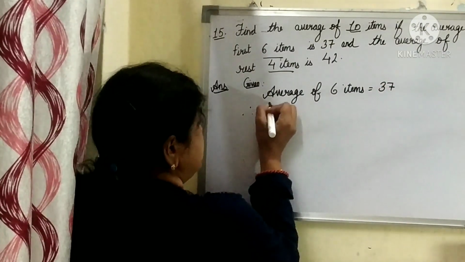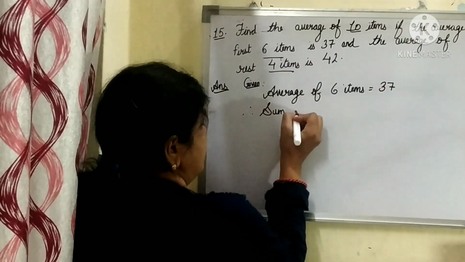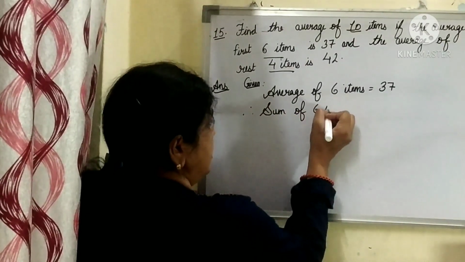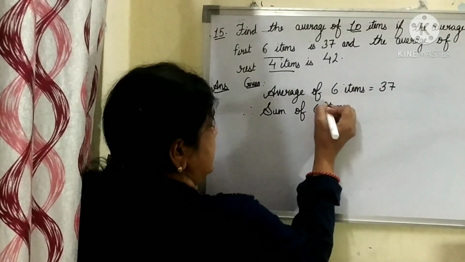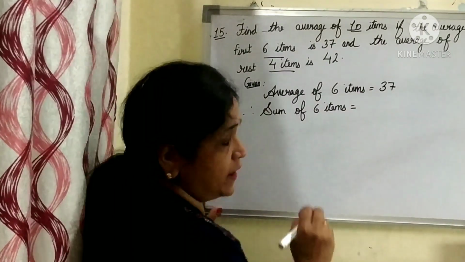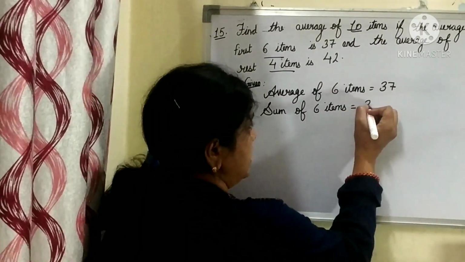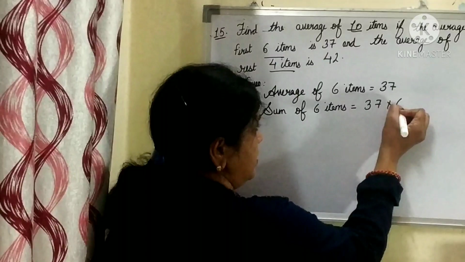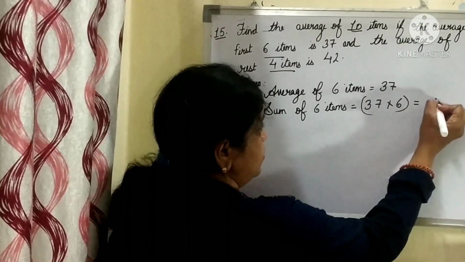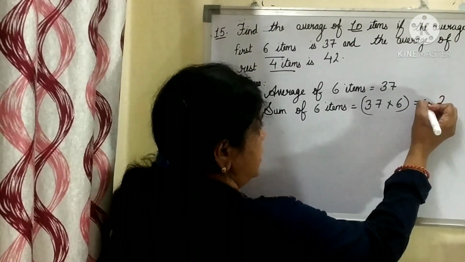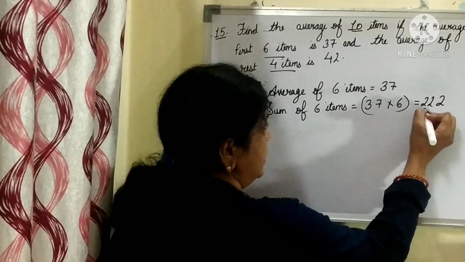Therefore, sum of 6 items, what will it be? Average is given, number of items we know. Therefore, sum of 6 items will be equal to 37 multiplied by 6, which is equal to 6 7s are 42, 6 3s are 18. It will be equal to 222.